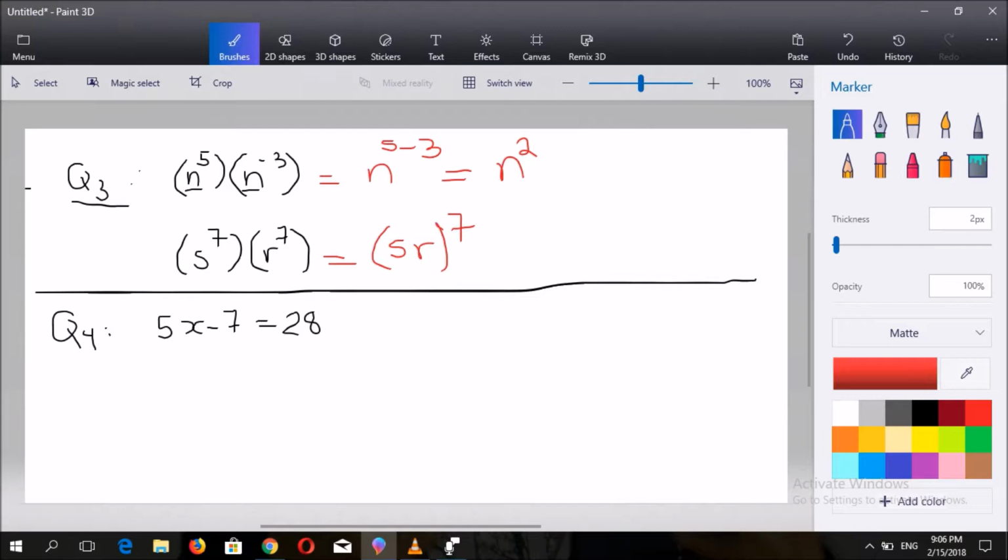All right. Let's move on to the third question. Okay, so you have question number 3. Suppose that you have two terms like this: n raised to the power 5 multiplied by n raised to minus 3. So how can you calculate the product of these two exponents?